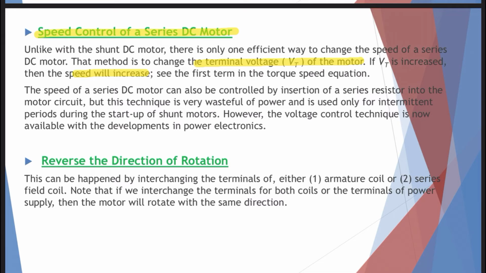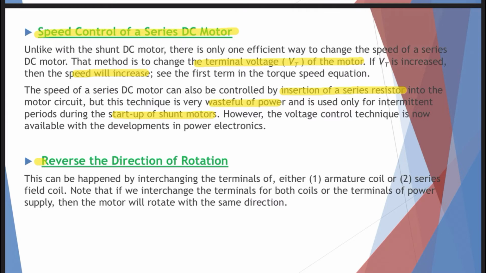The speed of a series DC motor can also be controlled by insertion of a series resistor into the motor circuit. This is the second way. But this technique is very wasteful of power and is used only for intermittent periods during the startup of motors. However, the voltage control technique is now available with the development of power electronics.